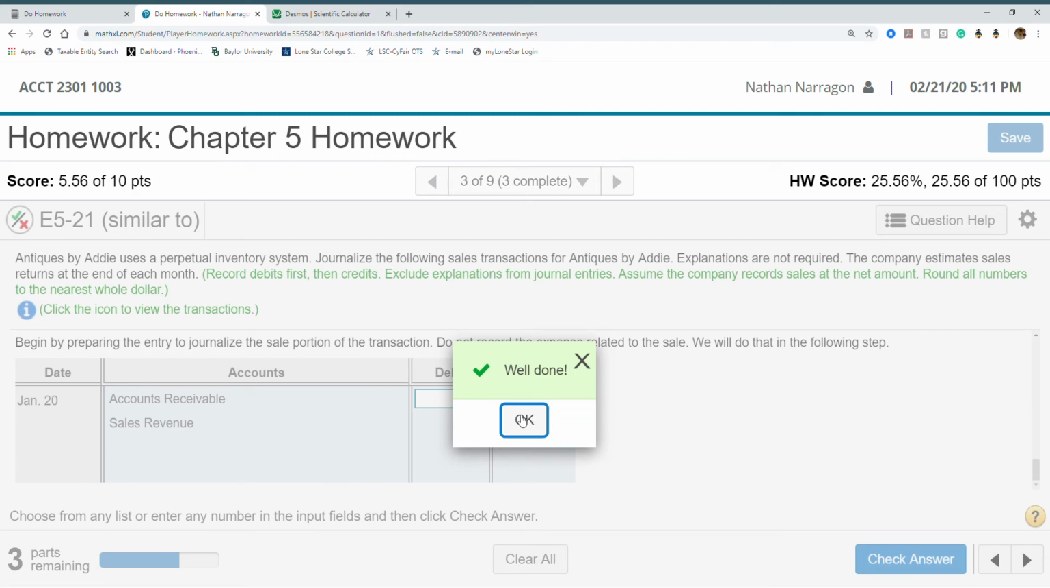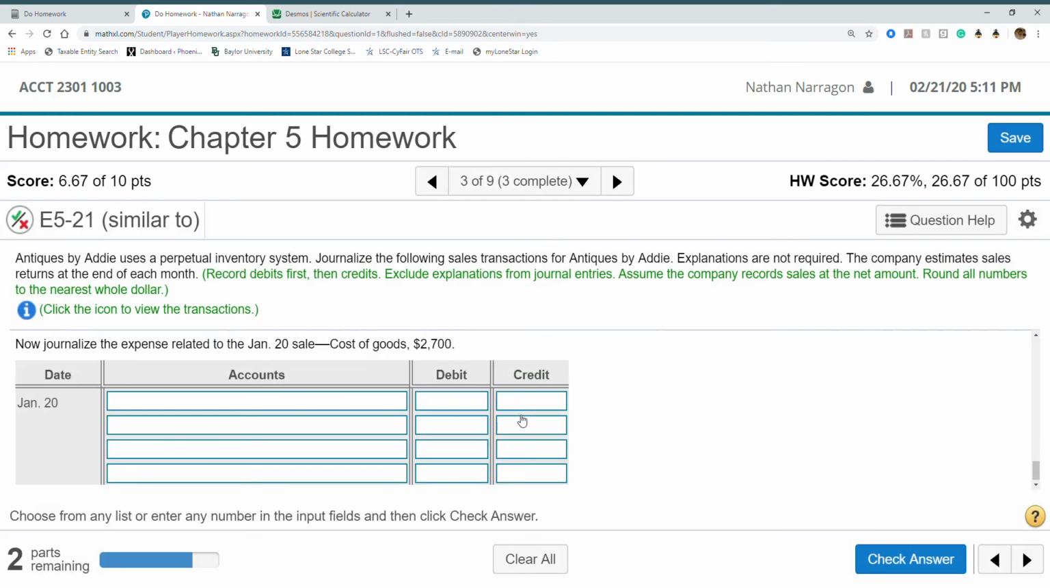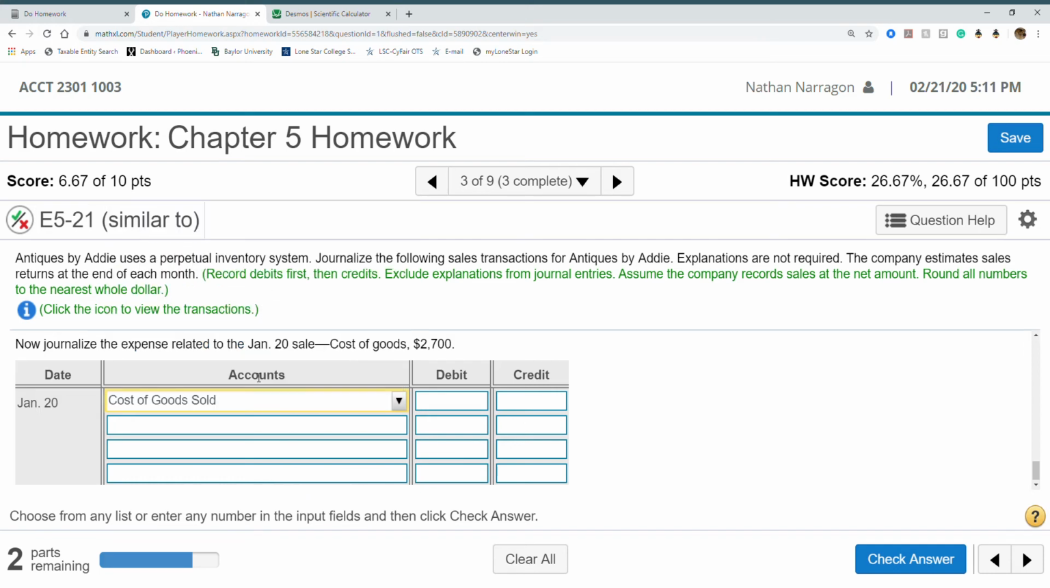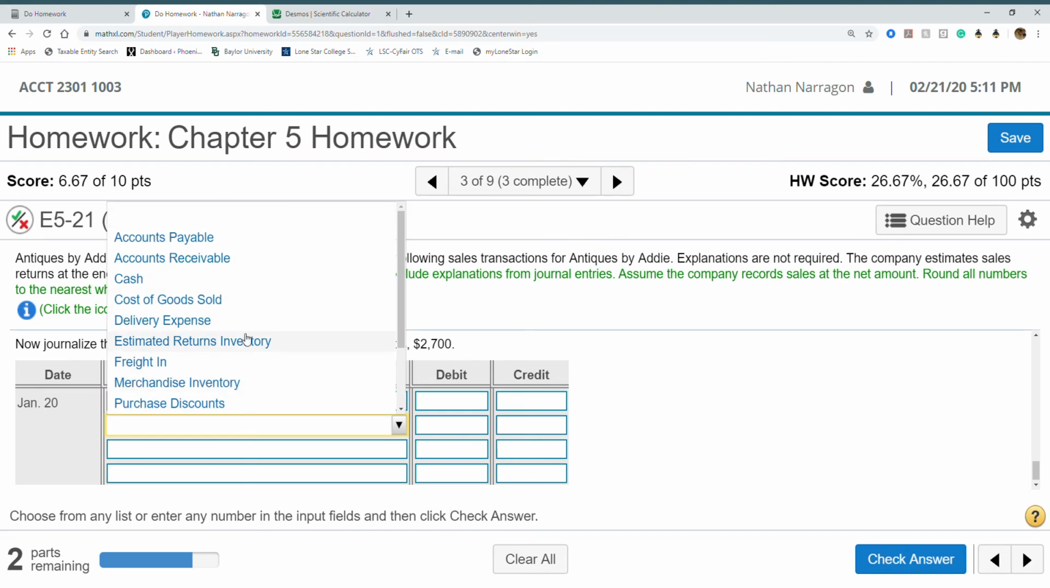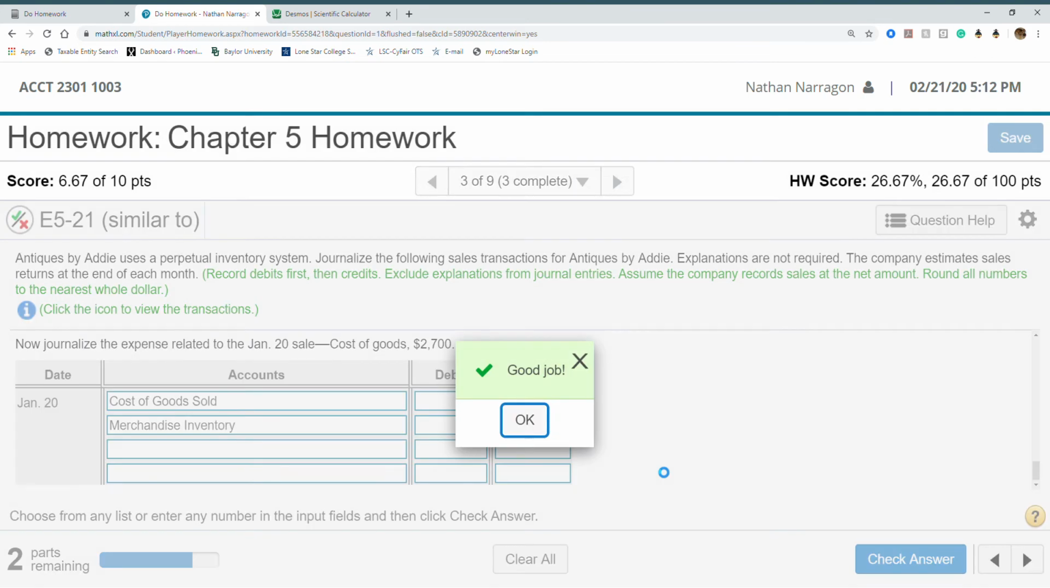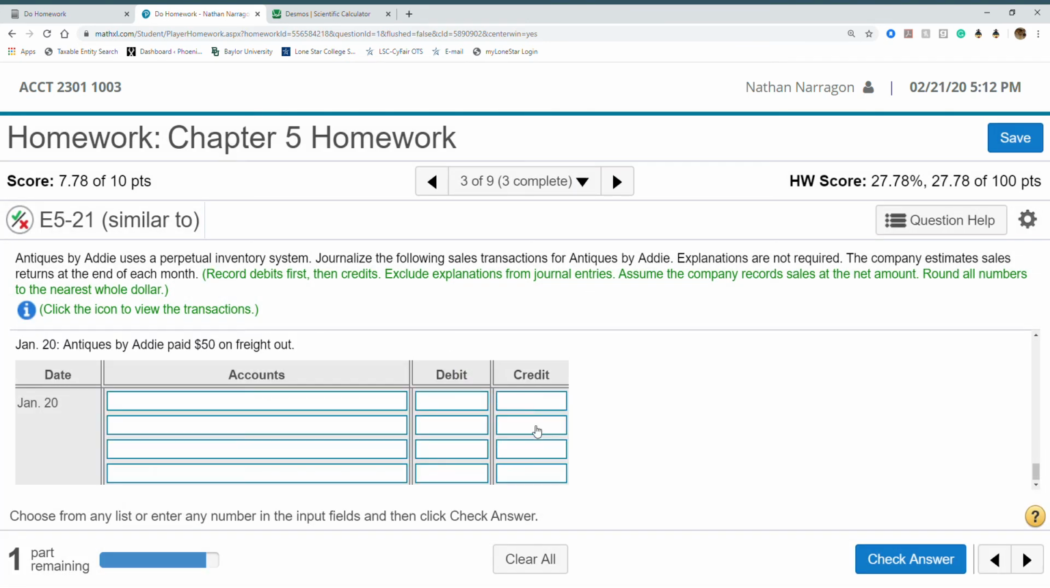And there we go. So always remember for the seller to go ahead and take the discount at the time of sale, because we're under the net method, not the gross method. The expense is still the same, so cost of goods sold and merchandise inventory for the cost. Okay, check answer. We're still good. Go ahead and move to the next one.